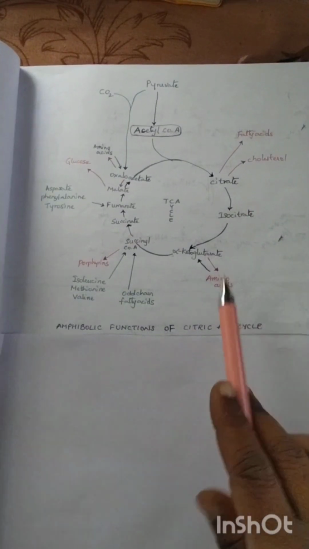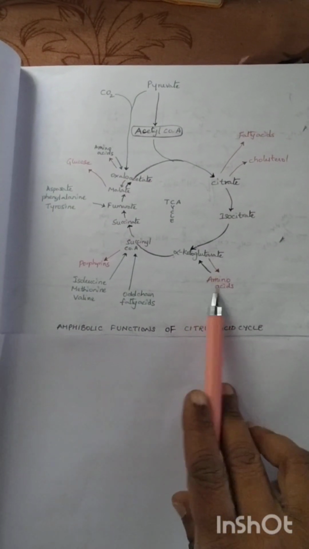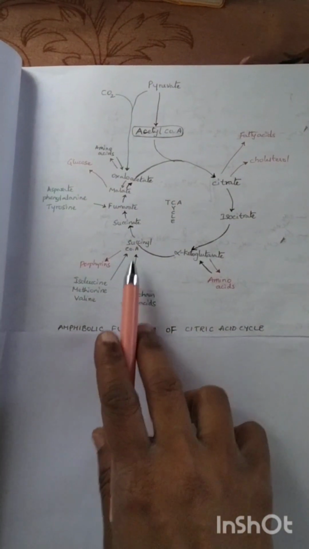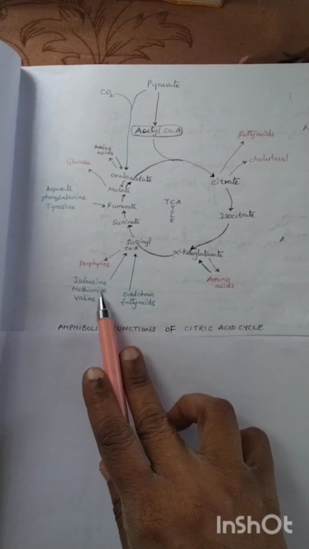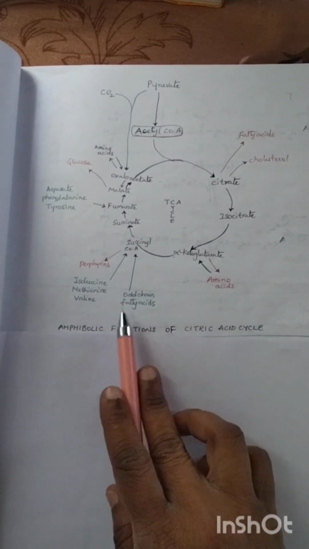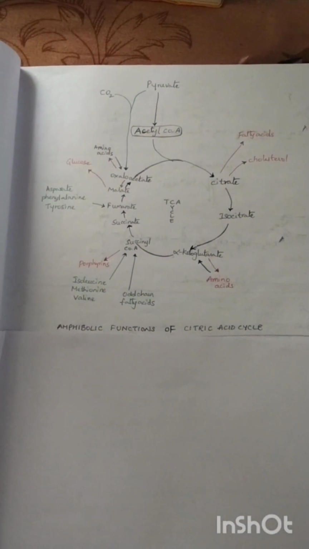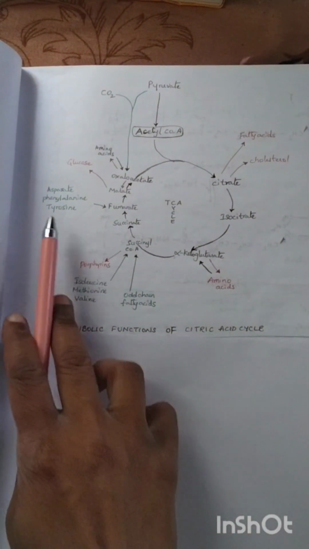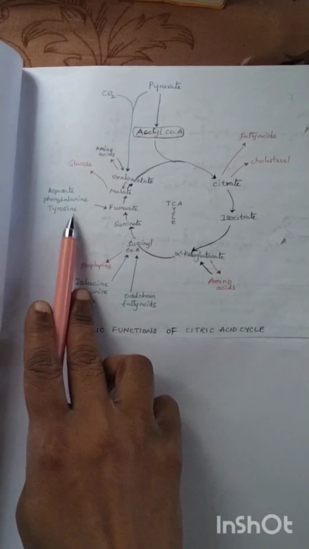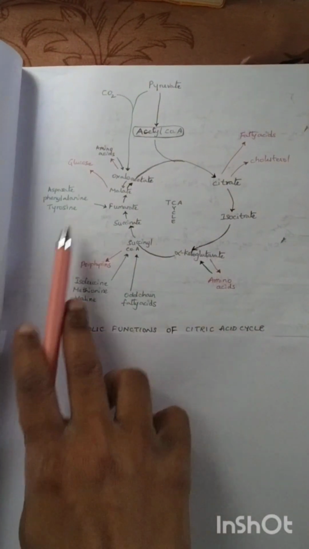Here we can see citrate gets converted to fatty acids and cholesterol, and alpha ketoglutarate participates in amino acid degradation and synthesis. Succinyl-CoA helps in the formation of porphyrins, and isoleucine, methionine, valine and odd chain fatty acids get converted to succinyl-CoA. Aspartate, phenylalanine and tyrosine amino acids get converted to fumarate in their degradative pathways.